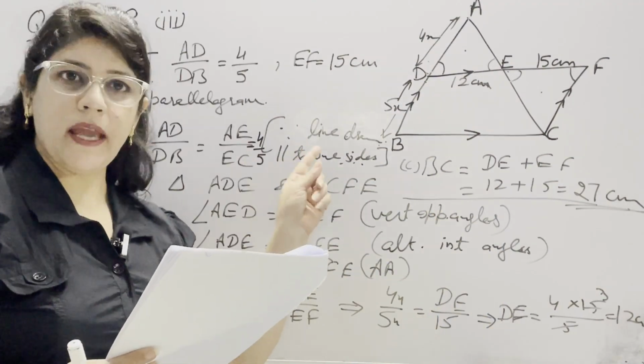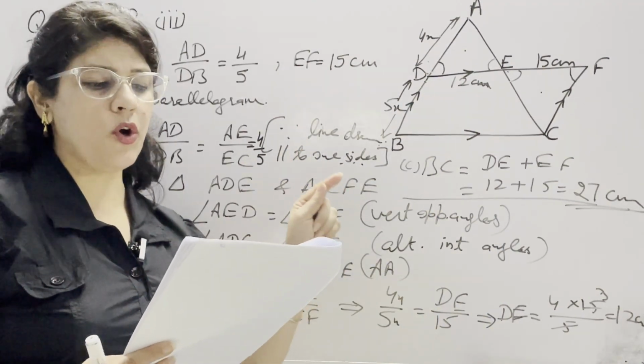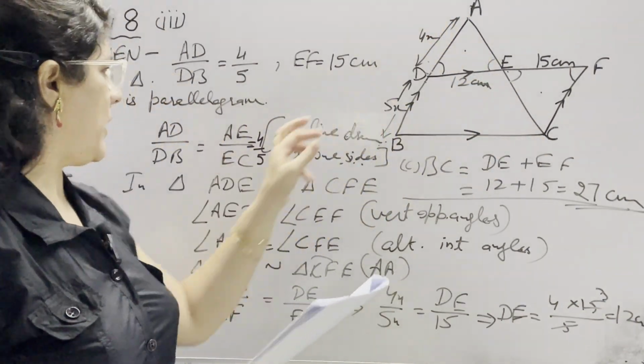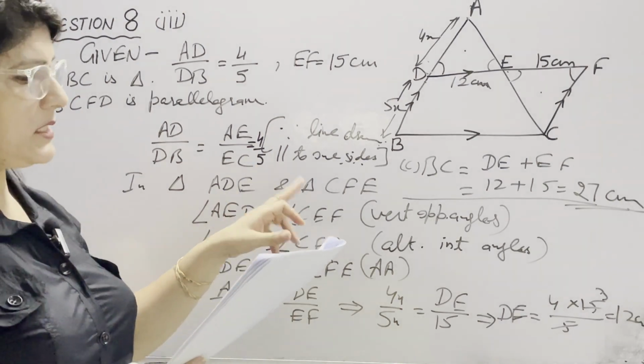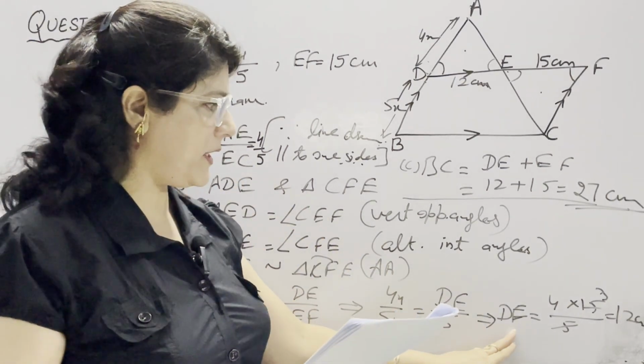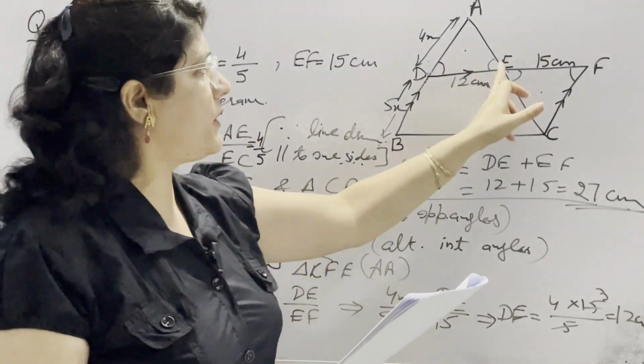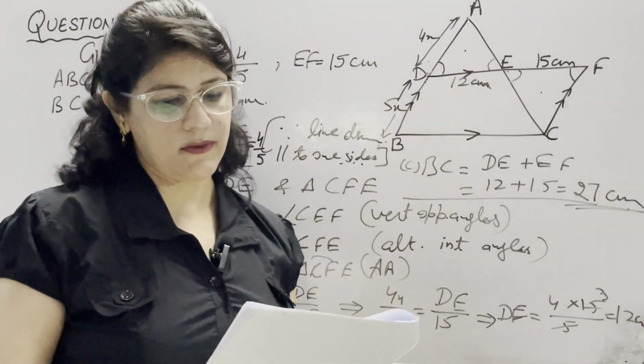So in this, part A is to find the ratio of AE upon EC. So the ratio of AE upon EC is the same as 4:5. So the answer is 4:5. In the second part, DE, we have calculated DE as 12 centimeter. And then BC, which is the sum of DE plus EF, is 27 centimeter.